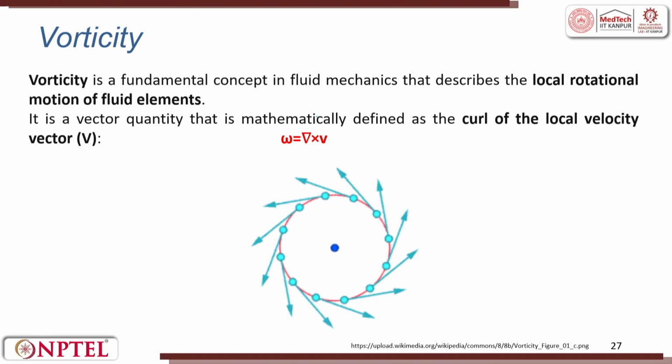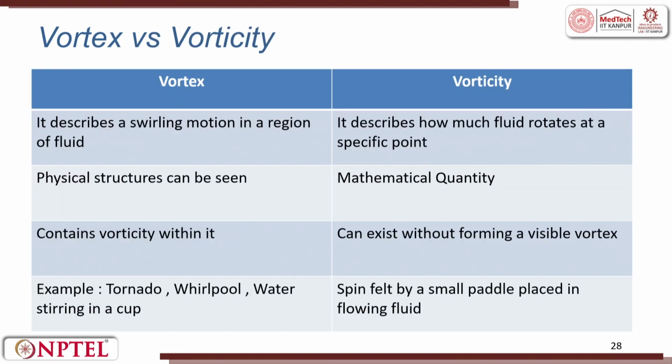So, vorticity is a fundamental concept of fluid mechanics that describes the local rotational motion of a fluid element. So, when there is an element, how does it rotate? It is a vector quantity, a directional quantity, that is mathematically defined as the curl of the local velocity. The curl of the local velocity vector v is defined by omega equals gradient cross v. So, this is rotating about an axis, and this is the local rotational motion of a fluid flow.